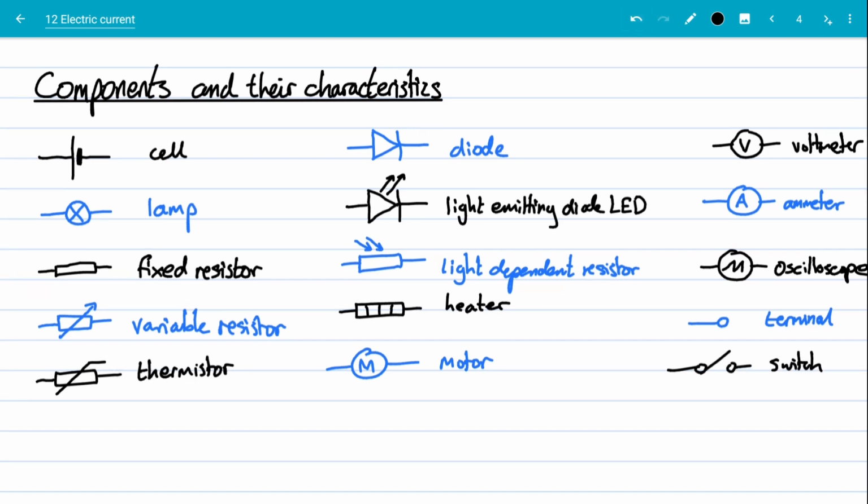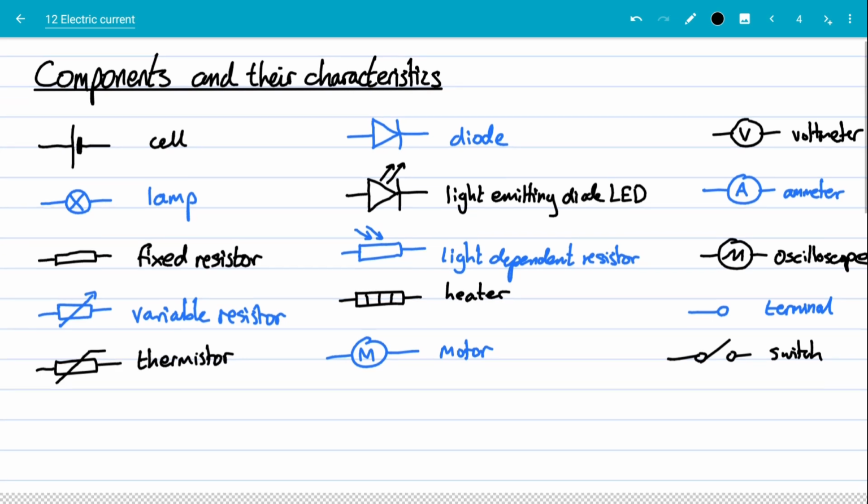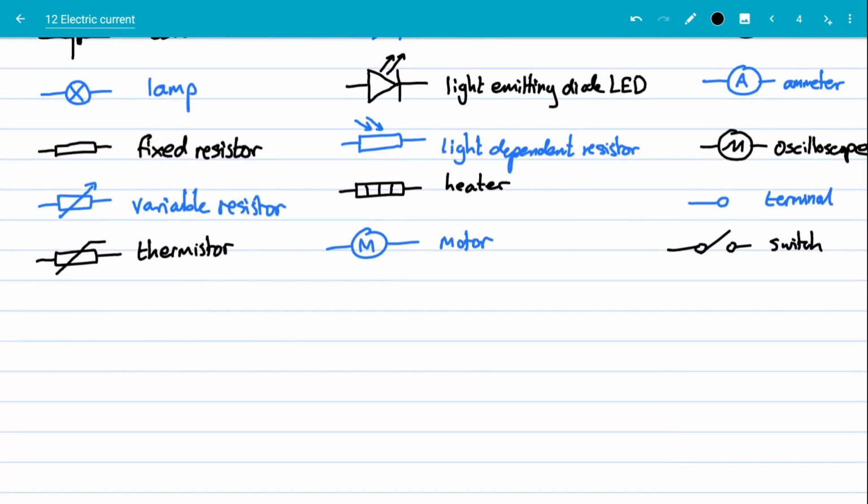Switch, that's a toggle switch, and so on. So there's a whole bunch of symbols I haven't drawn. Circuit symbols, right? Characteristics. In order to measure the characteristics of a component, we need to build a circuit. And so what do I mean by characteristics? I mean the way that the current through the component depends on the potential difference across it.